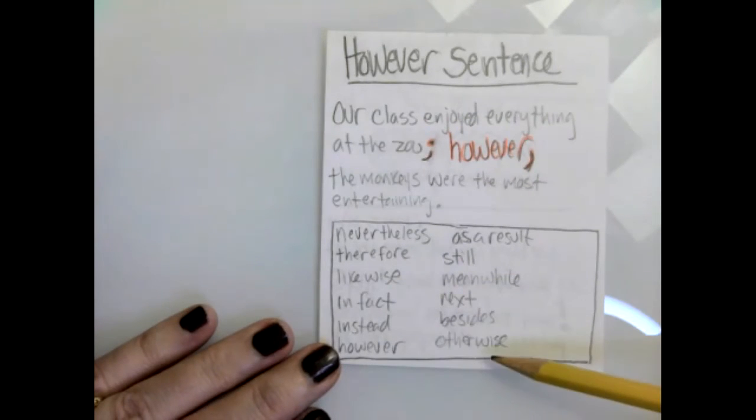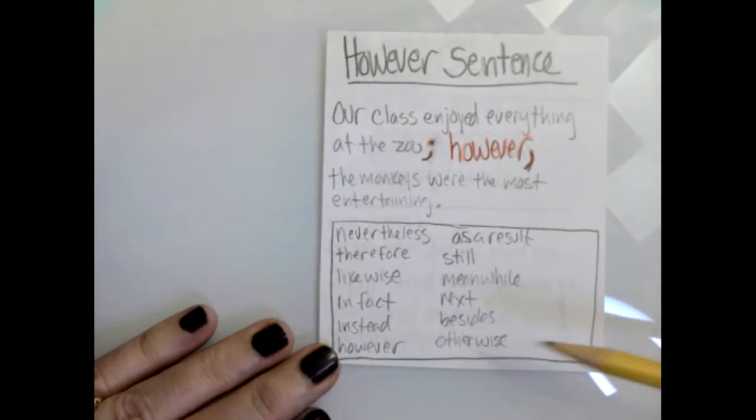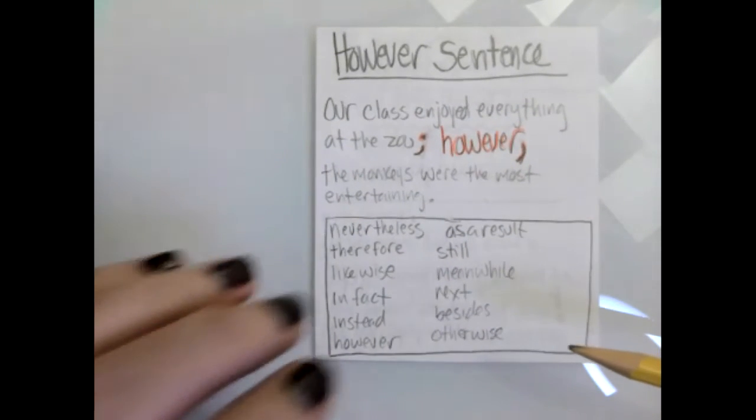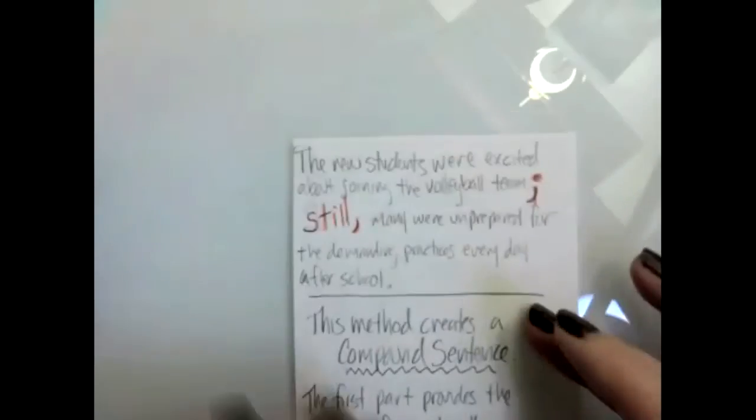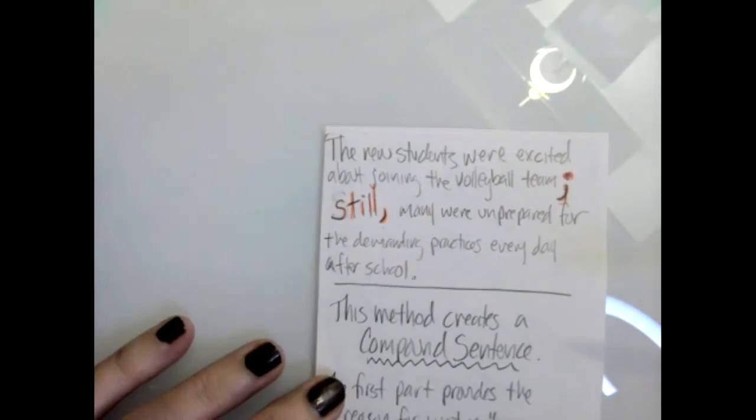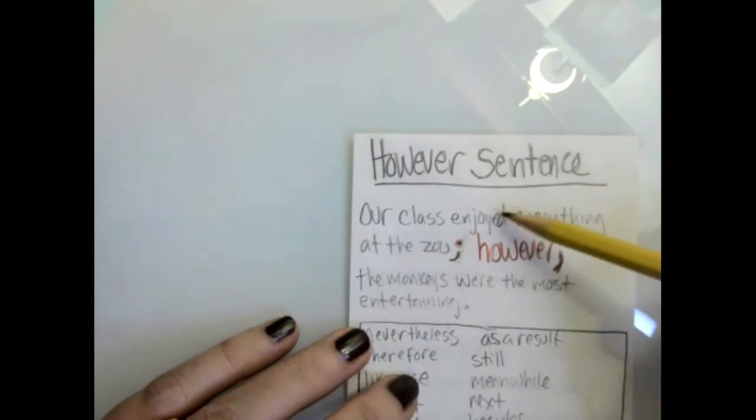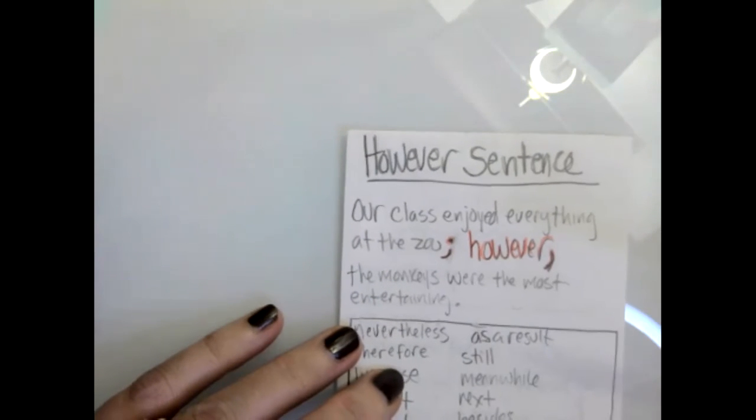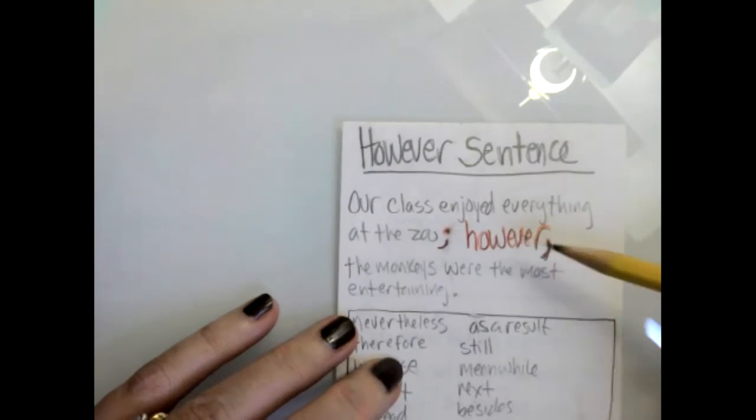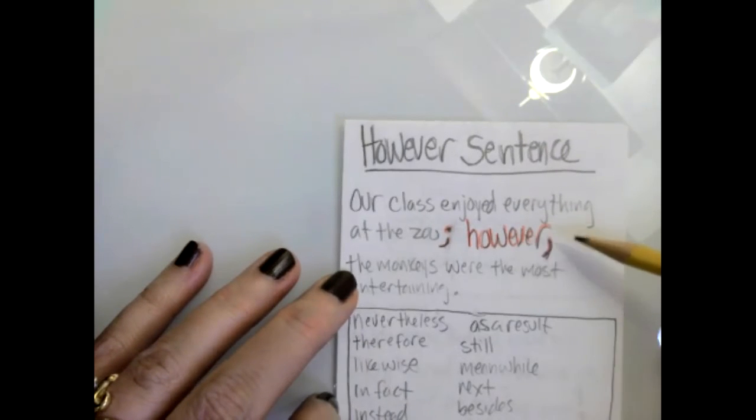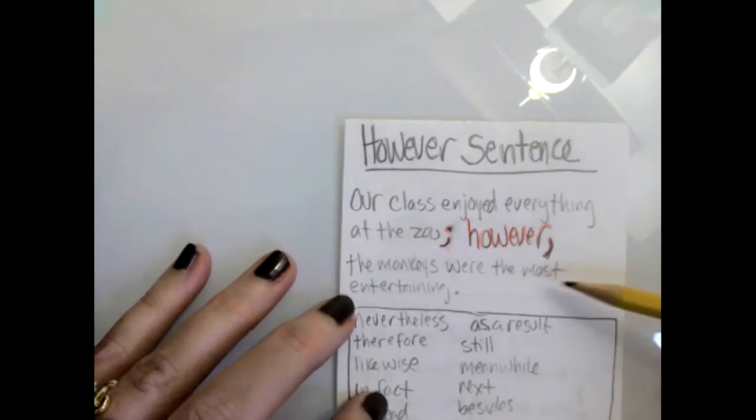So I would identify that, because if we're doing this with a middle school or a high school student, teaching them that this is a conjunctive adverb would be fine. They can learn that, no problem. Okay, and then we have on the inside another example. And the however sentence, notice that it's a compound sentence. So we've got our class enjoyed everything at the zoo. That's a complete independent clause. Semicolon, special helper word or conjunctive adverb, however, comma, the monkeys were the most entertaining.